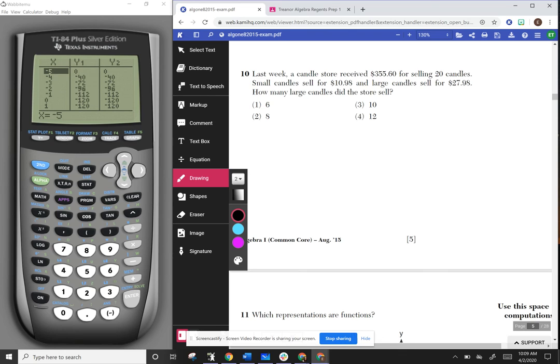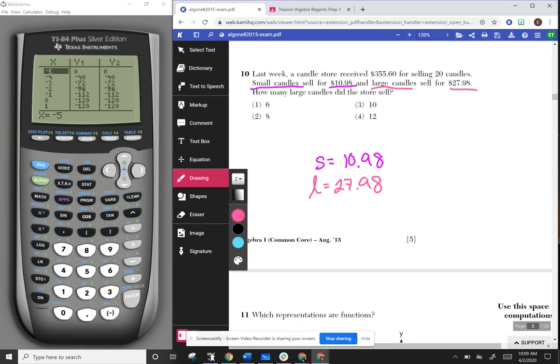Okay, question number 10. Last week, a candle store received $355.60 for selling 20 candles. Small candles sell for $10.98, so S equals 10.98. And large candles sell for $27.98. How many large candles did the store sell?